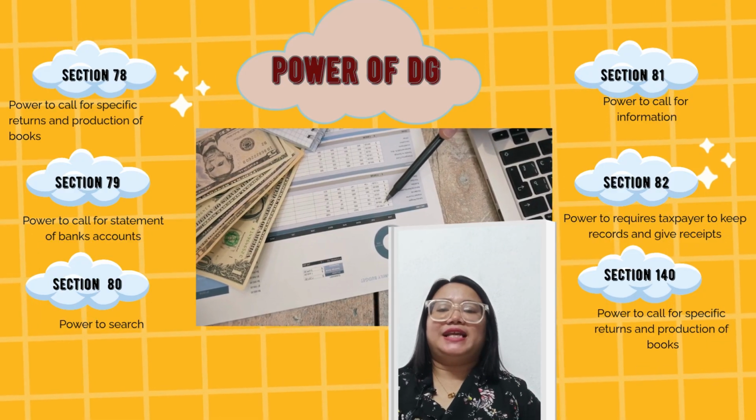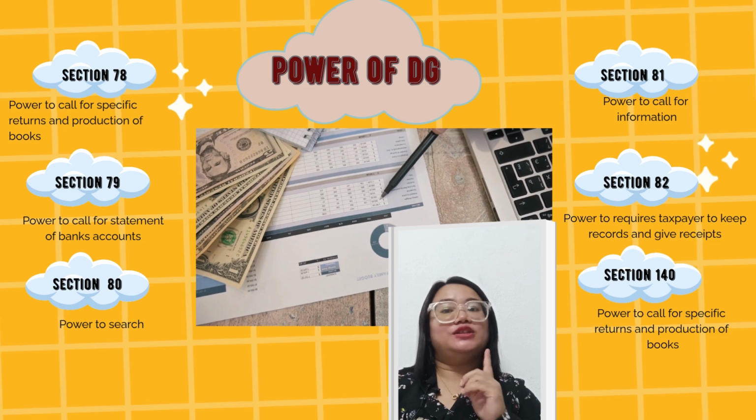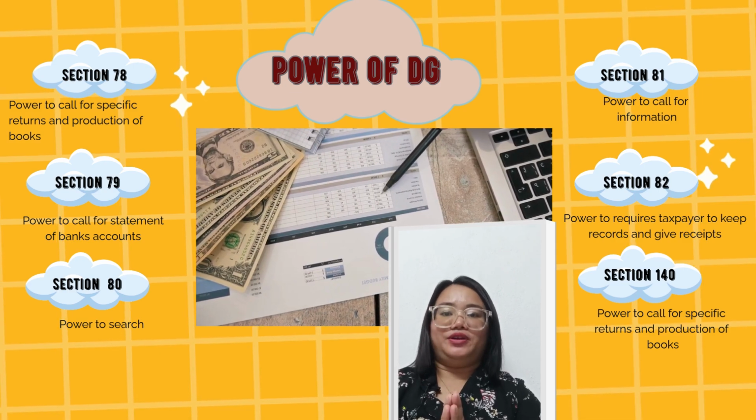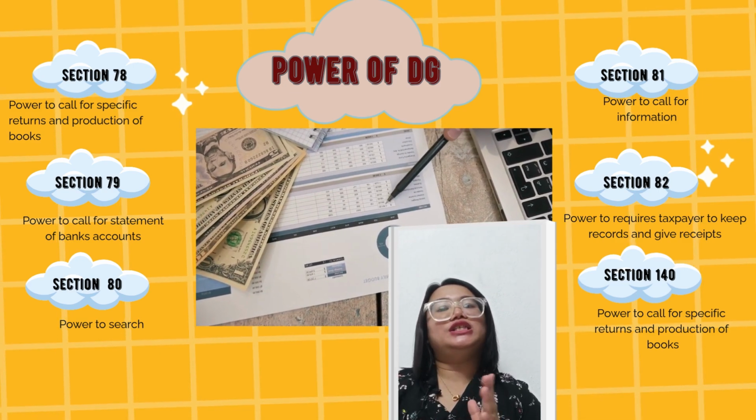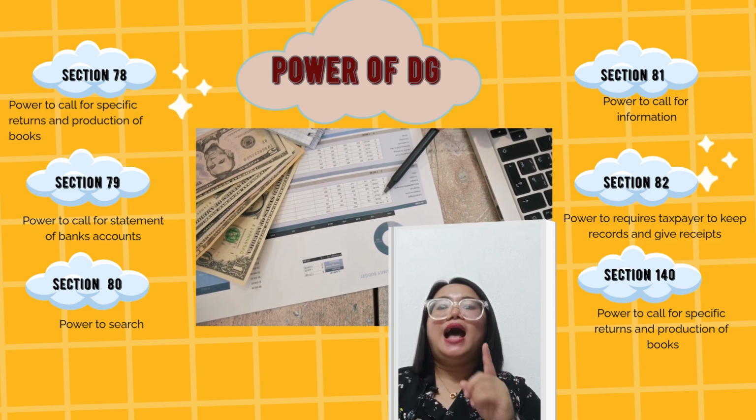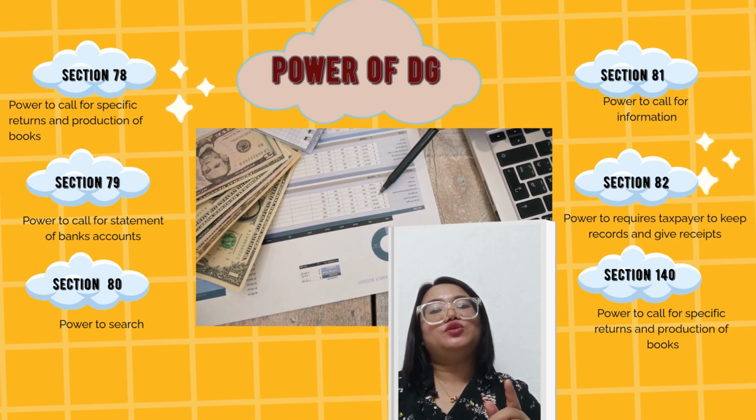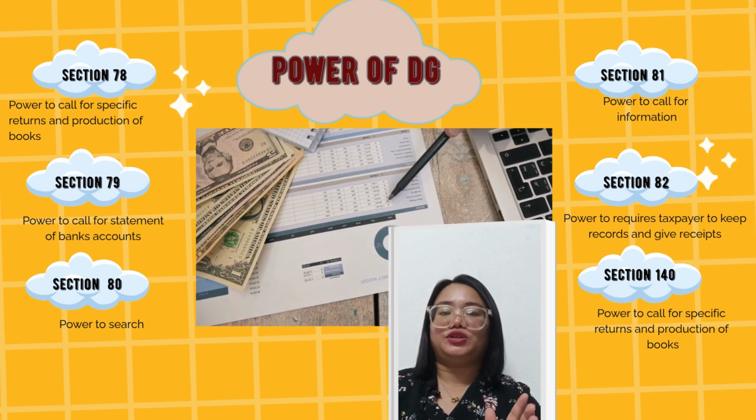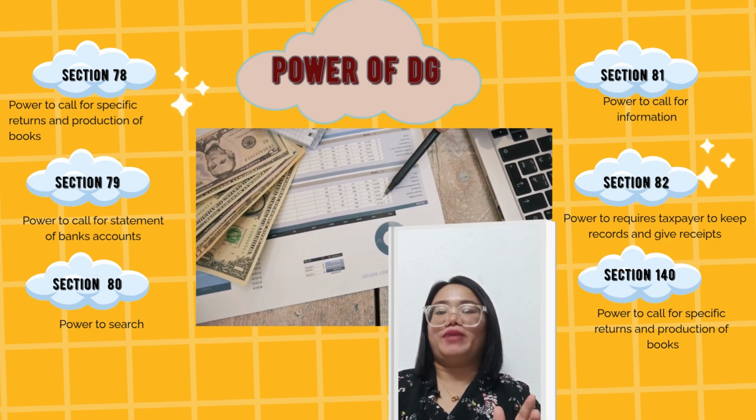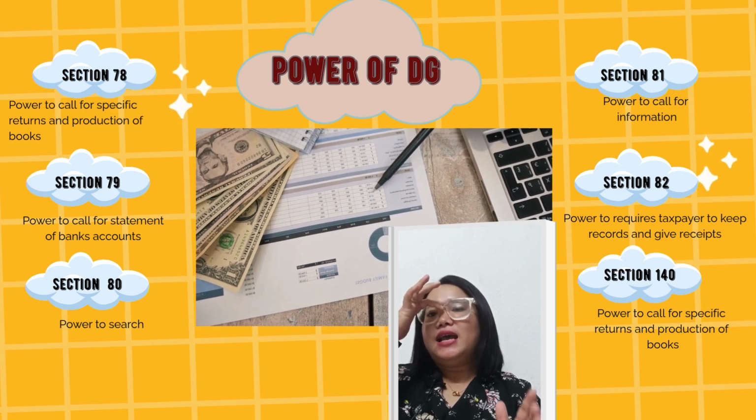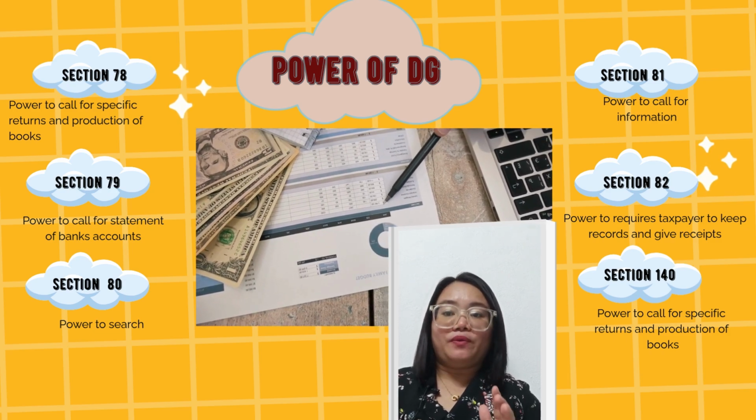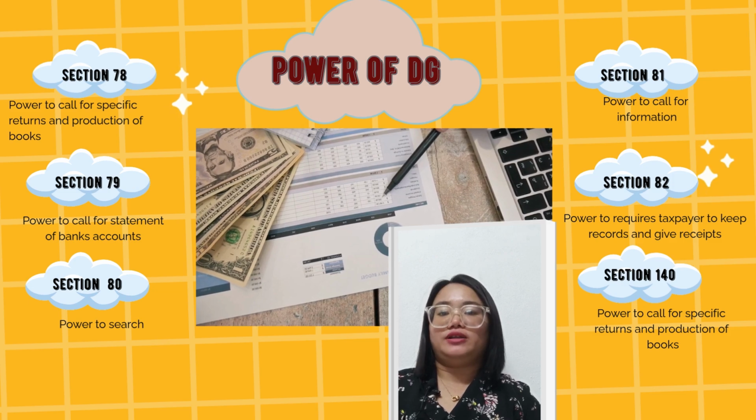As part of understanding our rights and responsibilities, it's also important to recognize the powers given to the Director General of Inland Revenue. Especially during a tax audit, the DG is legally empowered to request and review specific documents to ensure compliance. Under Section 78, the DG has the power to call for specific tax returns and the production of books or records. Section 79 allows the DG to request statements of bank accounts for verification purposes. If necessary, Section 80 gives the DG the authority to enter such premises with proper approval to secure relevant audit information.